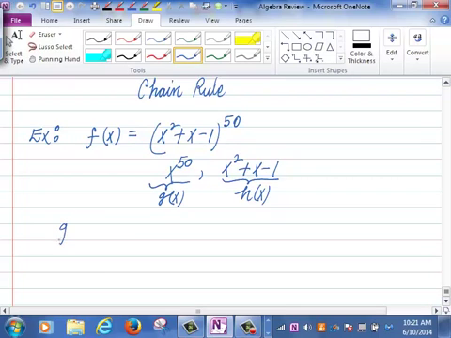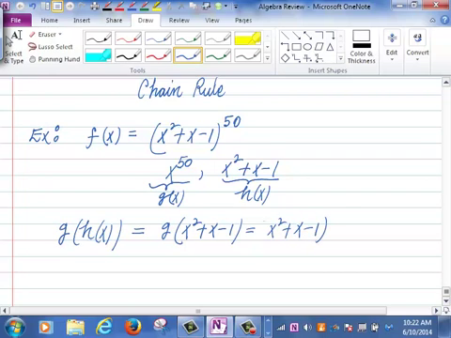What is g of h of x? G of h of x is g of x squared plus x minus 1, and then g of that is x squared plus x minus 1 to the 50, right? So indeed, the function f is the composition of g and h. G is the outside, h is the inside.